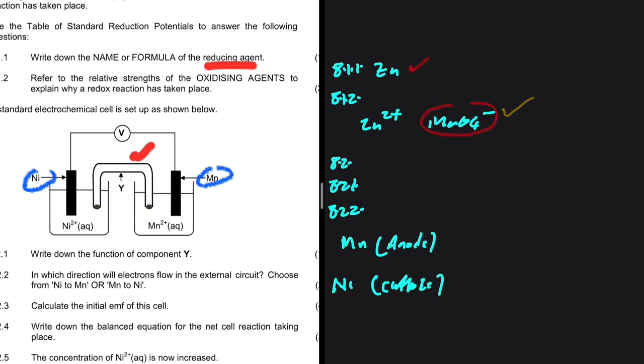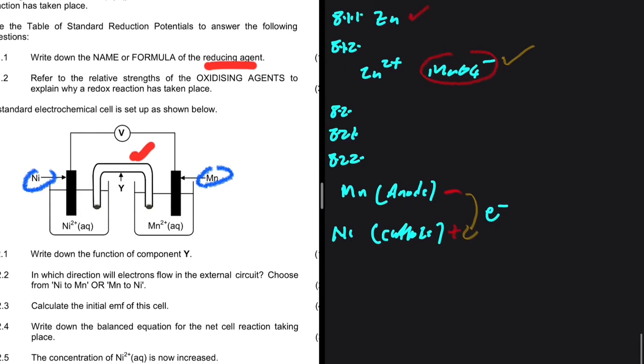In a galvanic cell, the anode is negative and the cathode is positive. Even though current flows from positive to negative, electrons flow from negative to positive. So that is the direction of flow of electrons, Mn to Ni.